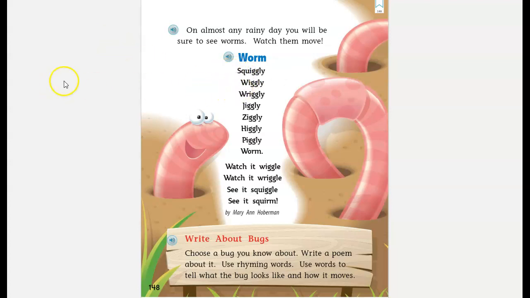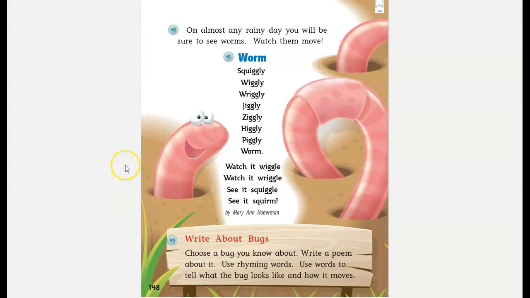Squiggly, wiggly, wriggly, jiggly, ziggly, higgly, piggly, worm. Watch it wiggle, watch it wriggle, see it squiggle, see it squirm. By Mary Ann Hoberman.